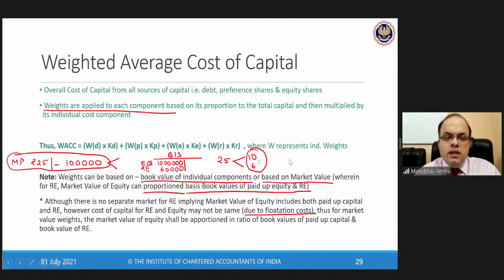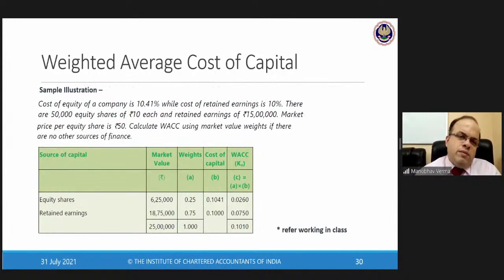So okay, let's try to implement that with the help of an example. Cost of equity of a company is 10.41%. Cost of retained earnings is 10% here. There are 50,000 equity shares of 10 rupees each and retained earnings of 15 lakhs. Market price per share is 50, and they're talking about calculating the WACC if using the market weights. Now, guys, can you see that in this case, the KE is definitely more than KR. That's crystal clear in the question itself.